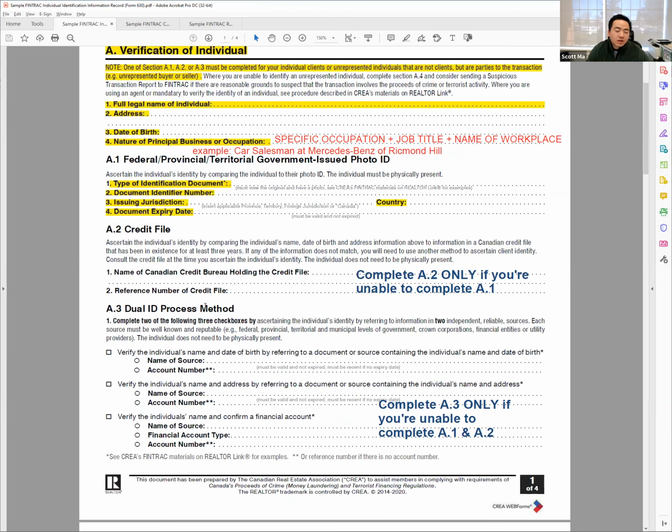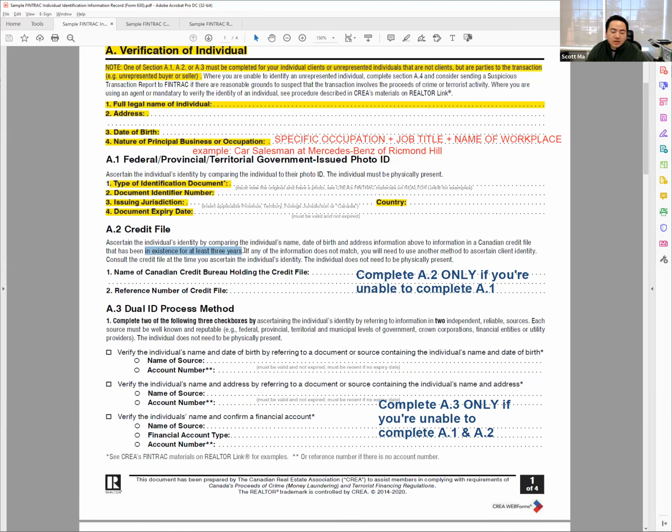If your client does not have a valid government issued ID, then you would do section A2. A2 basically means you need to verify their credit history, their credit file. That means pulling a full credit report on your clients, verifying their name, date of birth, and address information, making sure those are all in the credit report and that they've been in existence for at least 3 years.